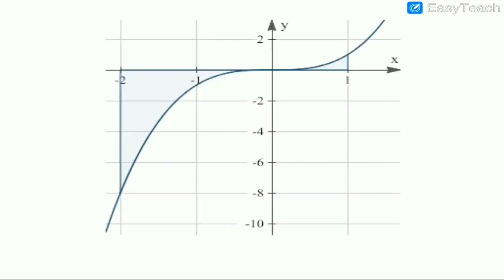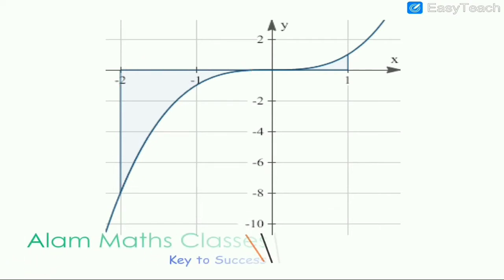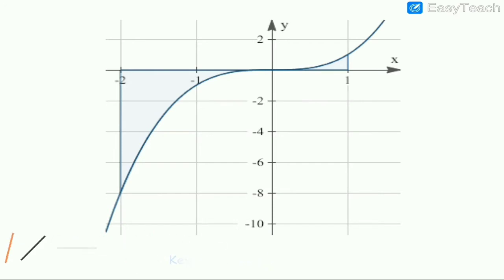If the portion of the curve under consideration is below the x-axis, the area bounded by the curve, x-axis and the ordinates comes out to be negative. But it is only the numerical value of the area which is taken into consideration. Thus, if the area is negative, we take its absolute value.